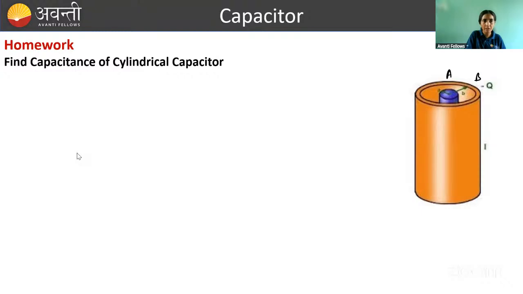This is your homework. You have to calculate capacitance of cylindrical capacitor. So there are two plates here. One inner cylinder, another one outer cylinder. Both are coaxial cylinder. You have to calculate it. See. तो तुम लोग इसके अराउंड थोड़ा सोचना.